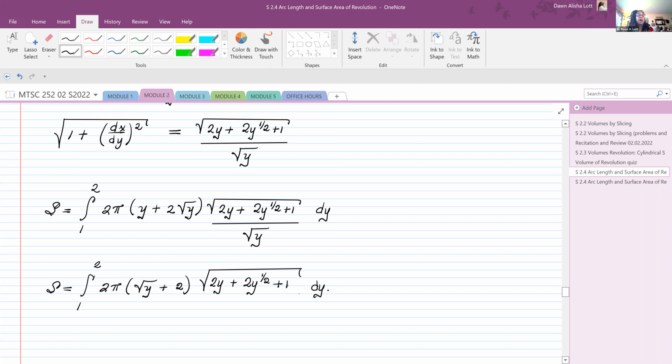And I'm done because it said set up but do not integrate. So I can't integrate that. Actually, that's pretty ugly to integrate. So we'll leave it just like that.